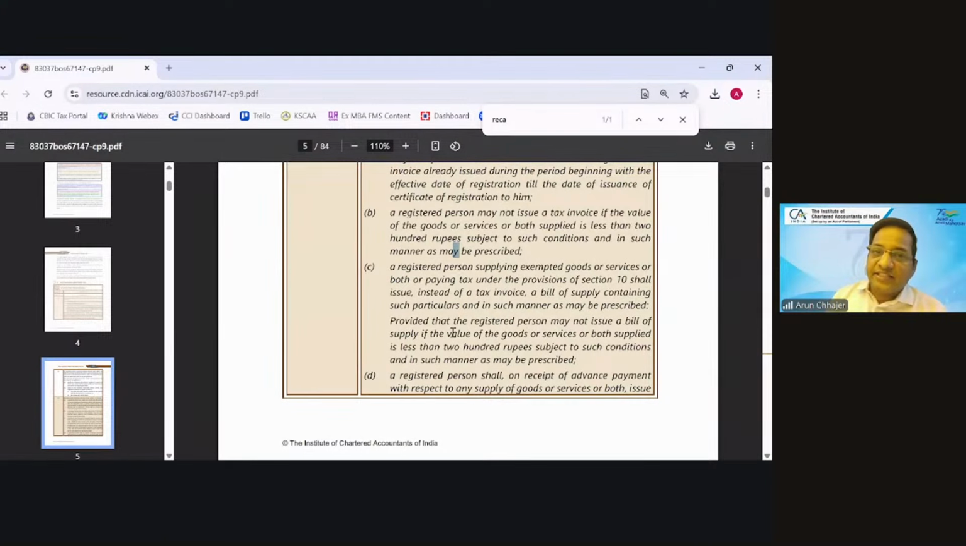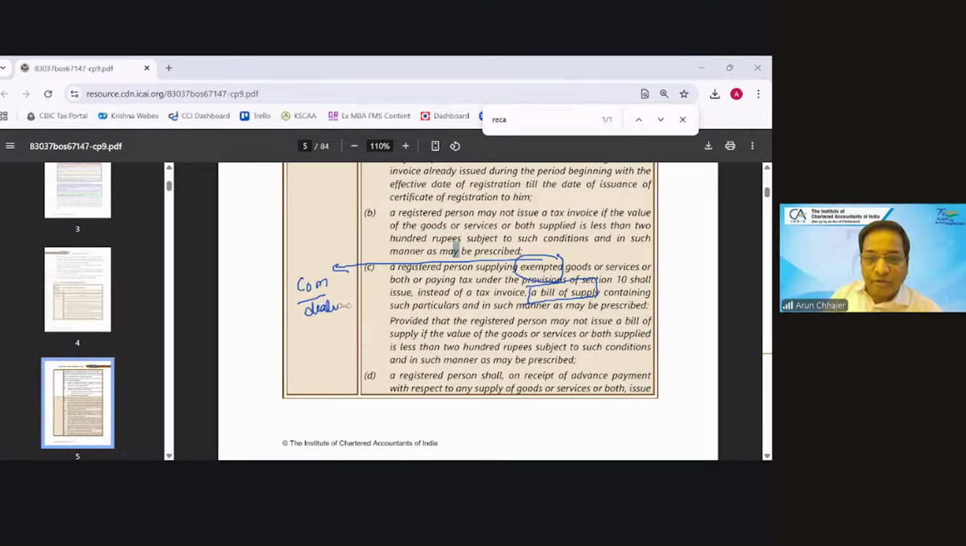31 subsection 3 clause C says, okay, tell me one thing. You have told the name of the document. What is the name of the document? If I am making the exempted supply, the name of the document is bill of supply. Bill of supply would be issued by one more category of the person. Can you tell me who will issue the bill of supply in one more case? The answer is composition dealer.